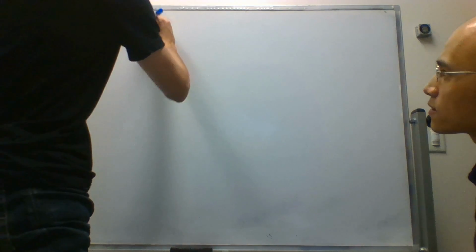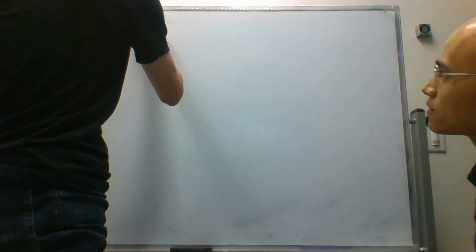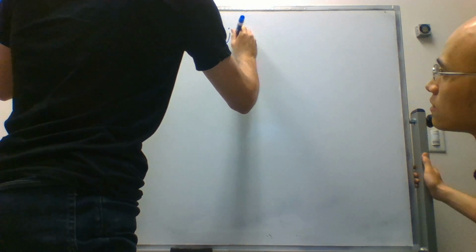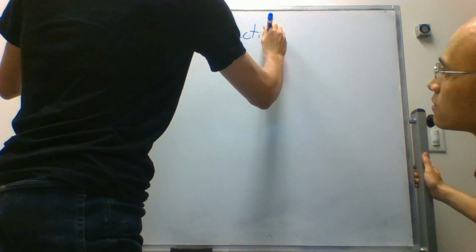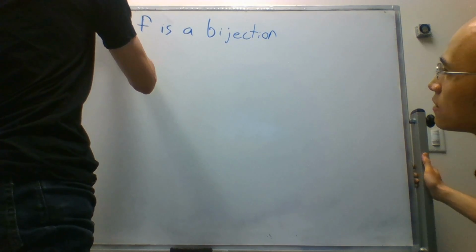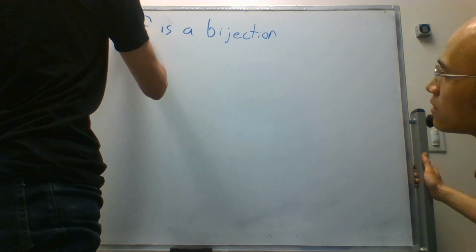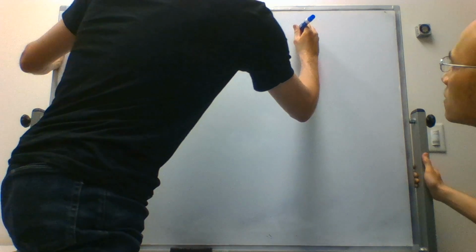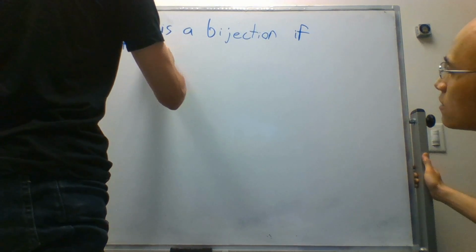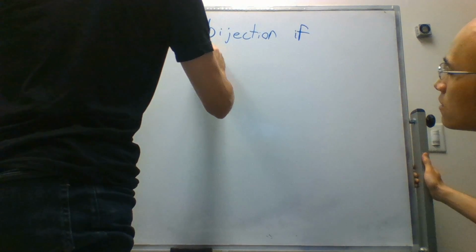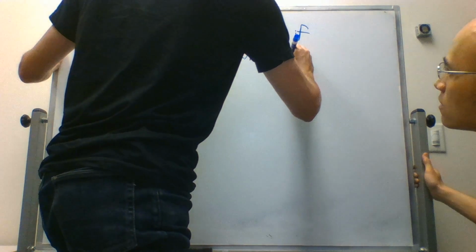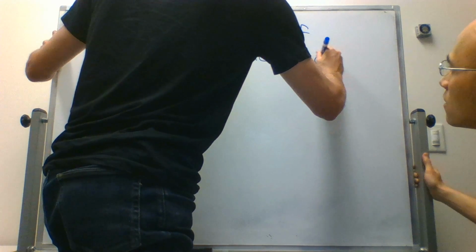Yes. So let's say, f is a bijection. And I'll maybe write a function. Yeah. Just to make it super clear. A function f is a bijection if it is one-to-one and onto. Yes.